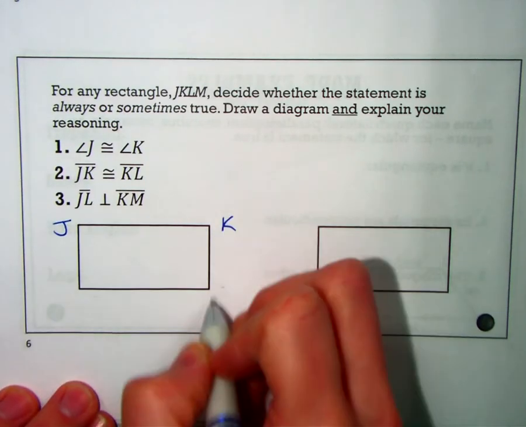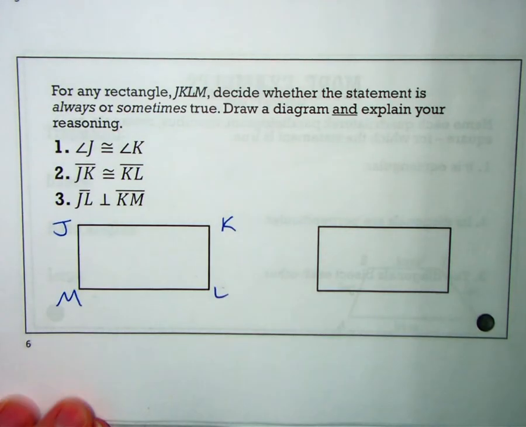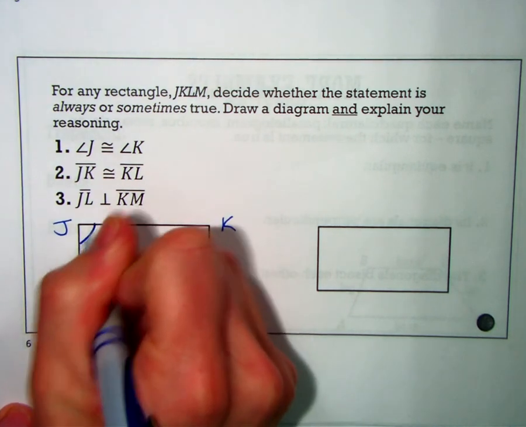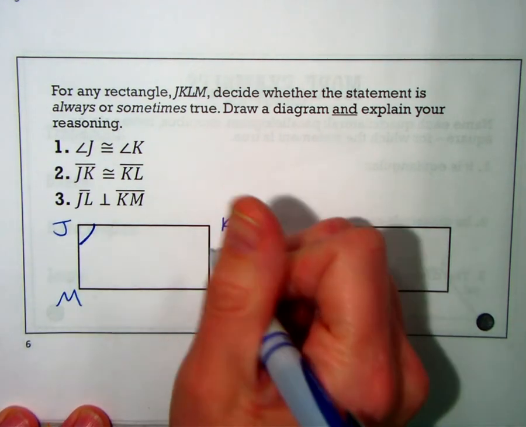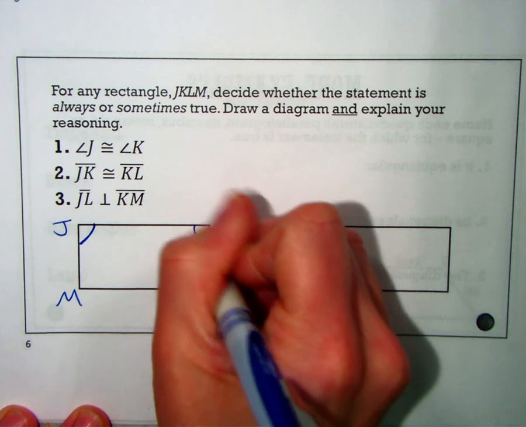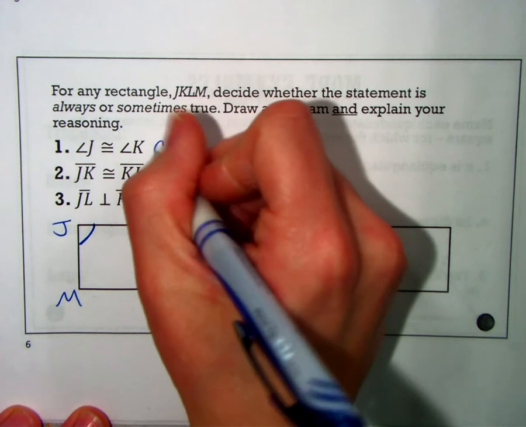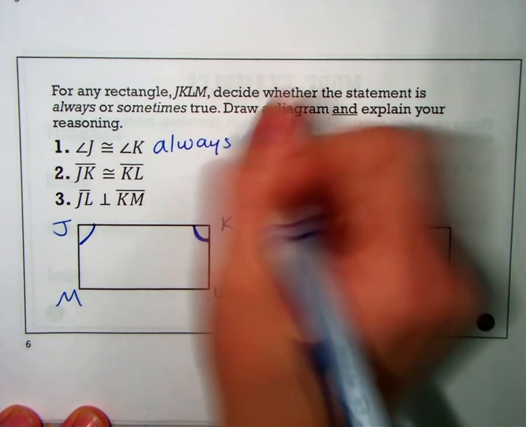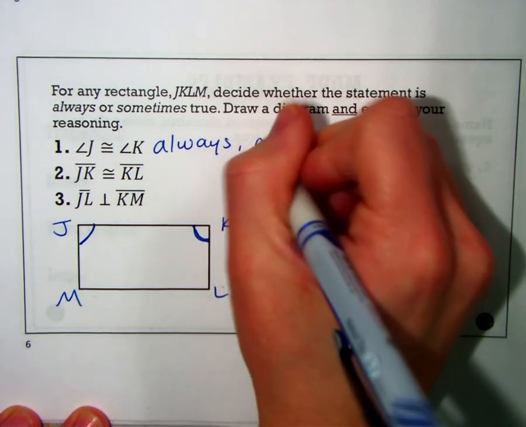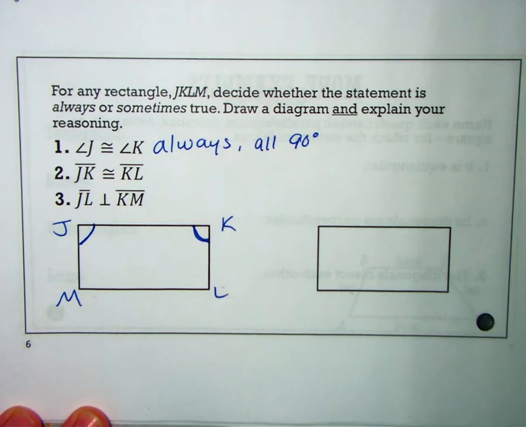In a rectangle, is J always or sometimes congruent to K? Always, because they're all 90. So that is always. Your explanation could be whatever you want. It's equiangular. All of them are 90. Definition of a rectangle. Whatever you want your explanation to be.